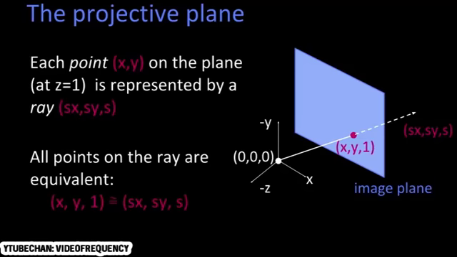So what I mean by that is, every point x, y on the image plane, let's change the color here so you can see this. So here we have this point, and we're talking about x, y, can be thought of as on this ray intersecting an image plane that's at a value of z equal to 1.